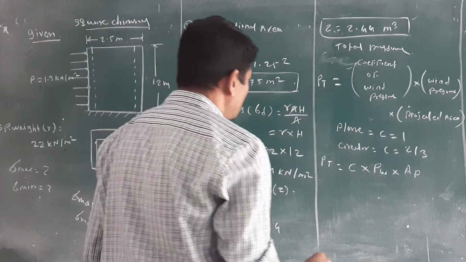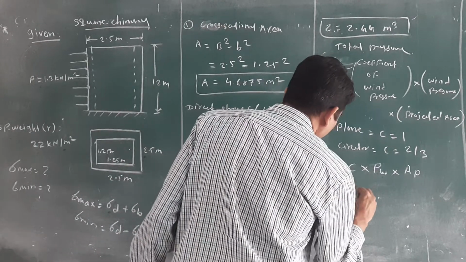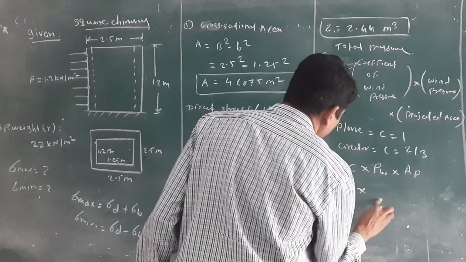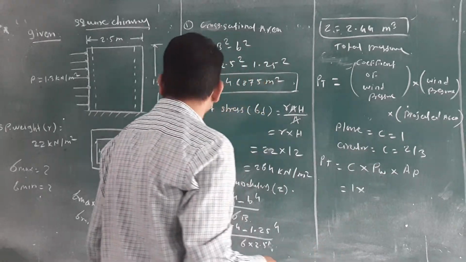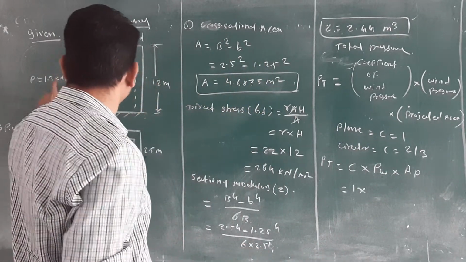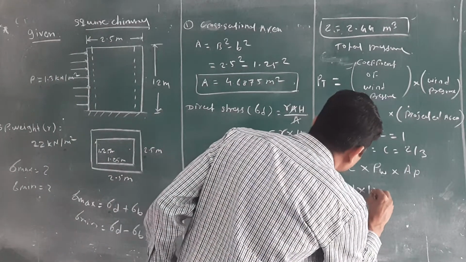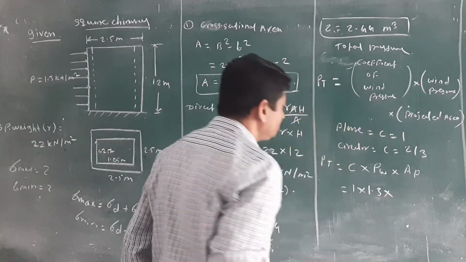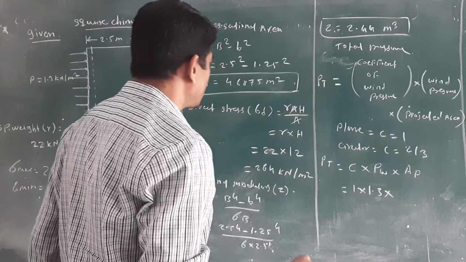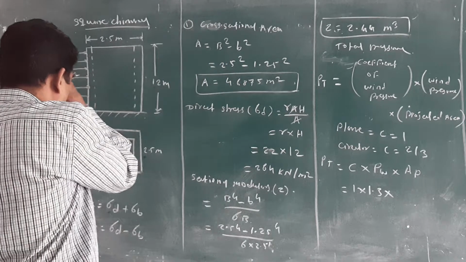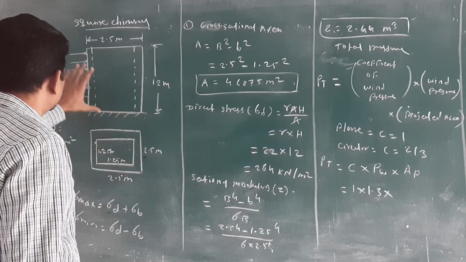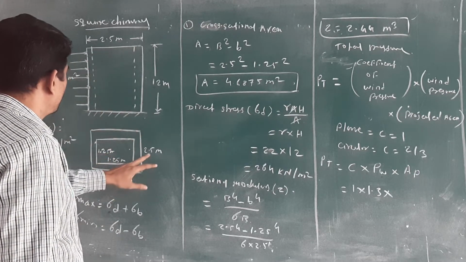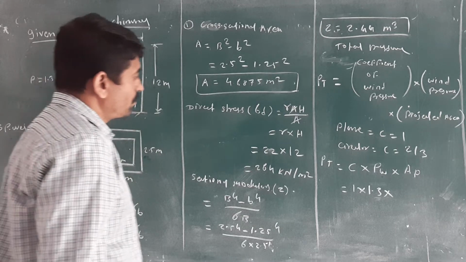What is the projected area? What is the C for the plane section? It is 1. I have taken C is equal to 1. What is the wind pressure? Wind pressure is given as 1.3 kilonewton per meter square. And what is the projected area? Projected area is nothing but you have to consider the projected area outside, 2.5 into 12.